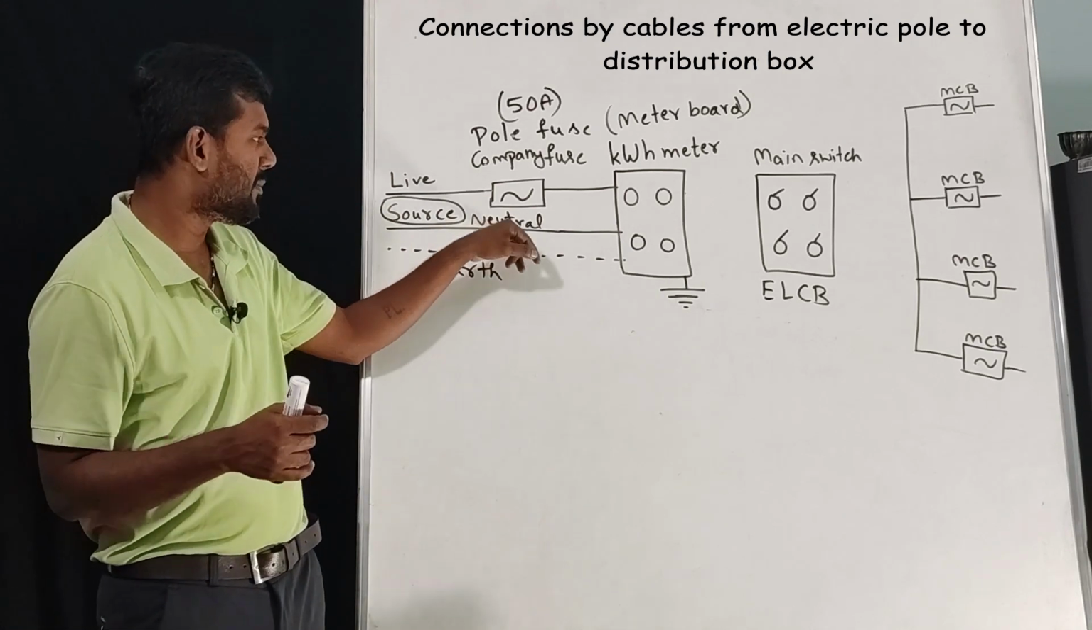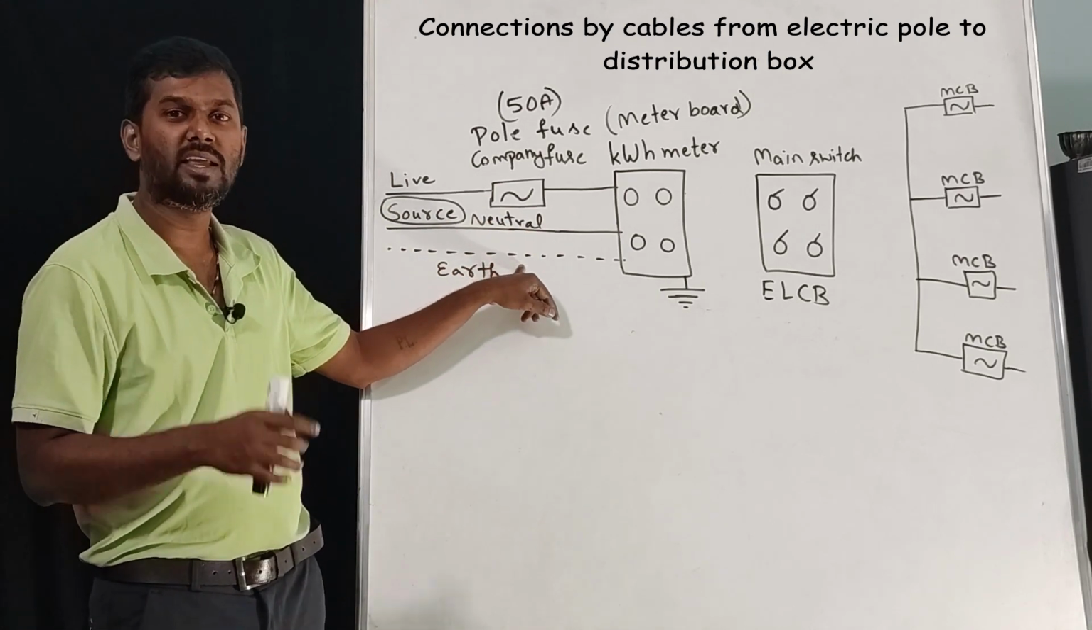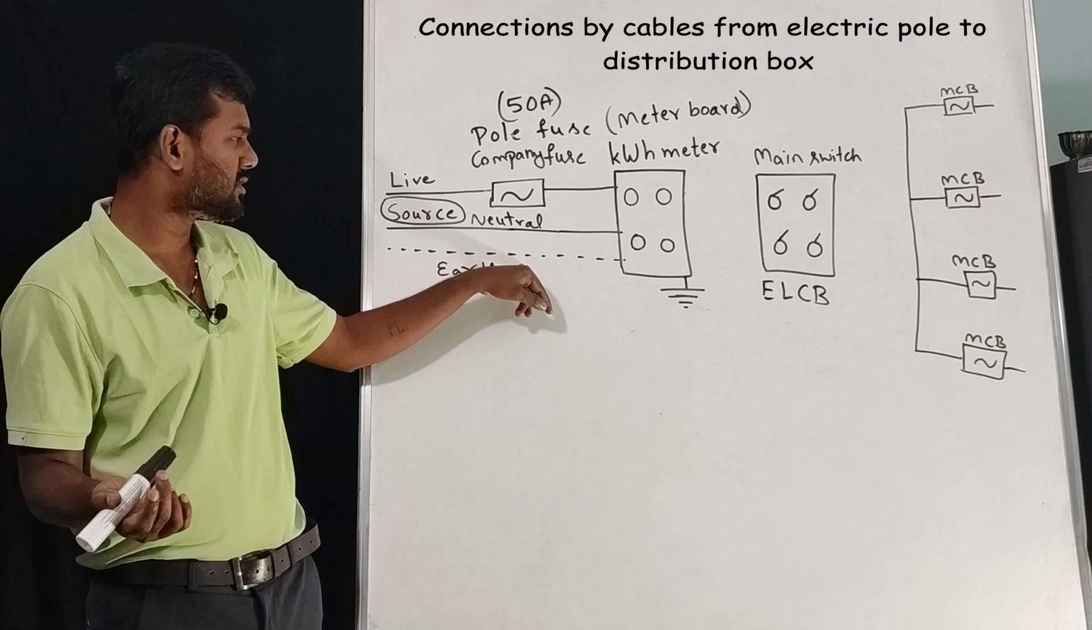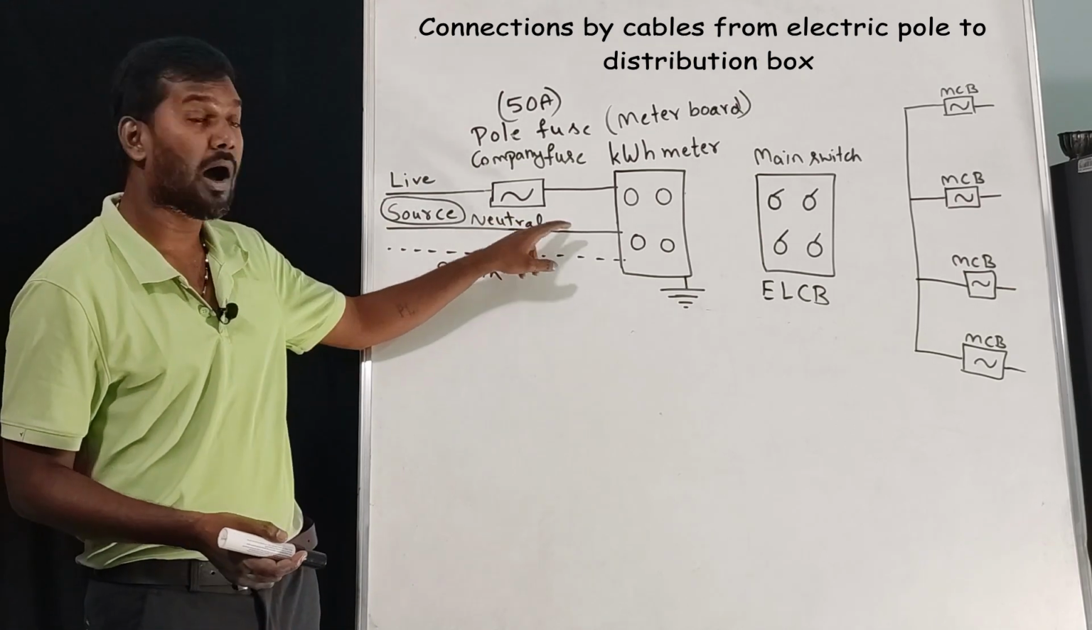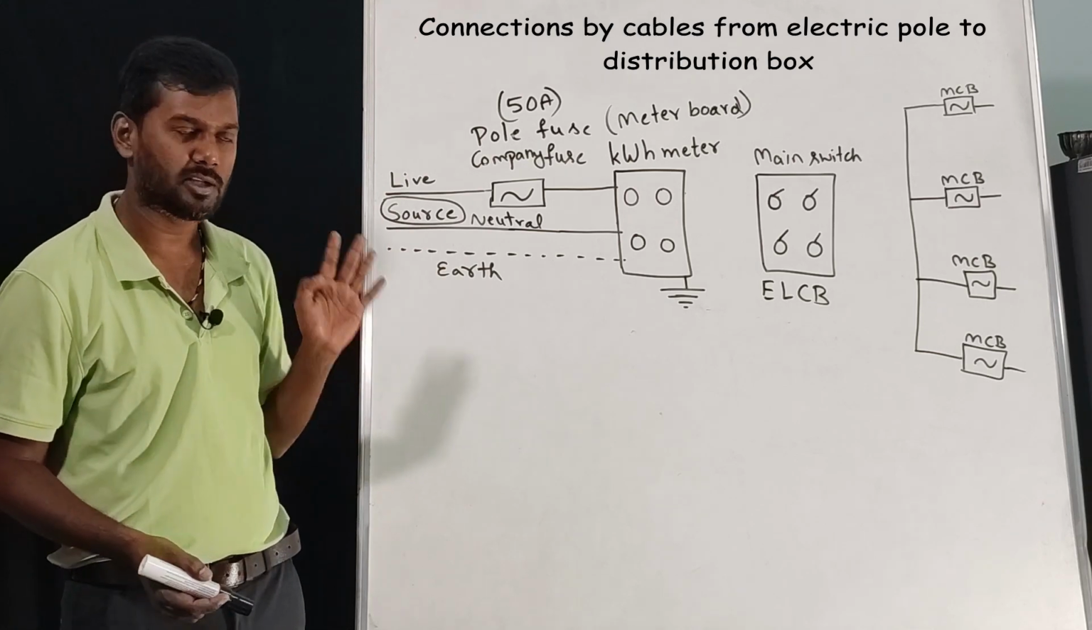In the exam they may ask which 2 wires will carry the same potential difference or same voltage. That is nothing but the neutral and earth wire, and how much voltage are they carrying? 0 voltage. That's it.